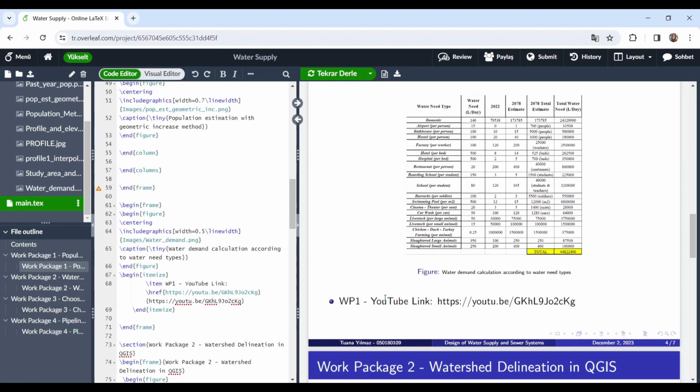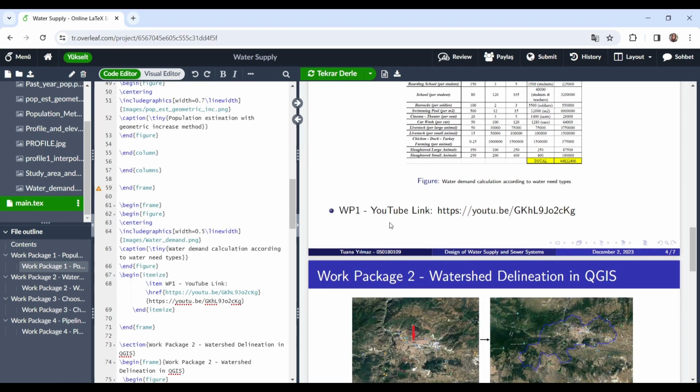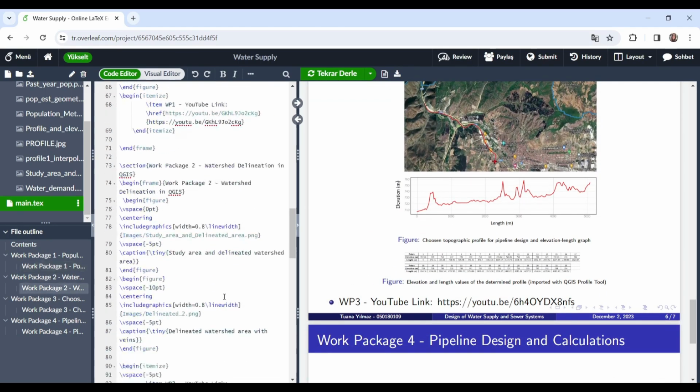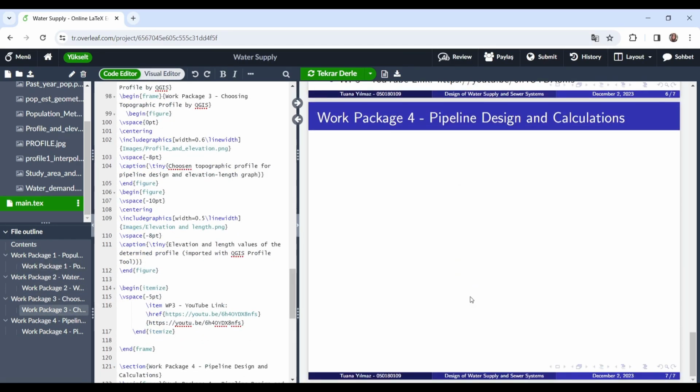And I have the YouTube links below every work package. You can reach the YouTube link by using this in here. And I will also add the next work package, and if I did something in the appendix, I will add this too.